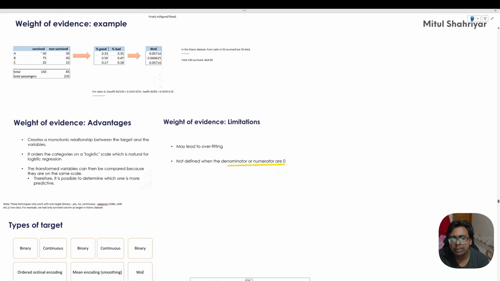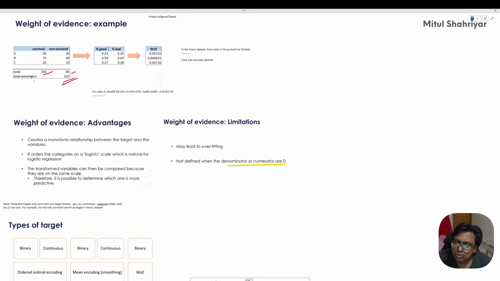Assume that we have a column called survived and a column called non-survived. For A class, we have 50 people survived and 30 non-survived. For B, 75 and 40, and 25 and 15, no problem. As a whole, total survival is 150 and total death is 85. So the total number of people was 235. Among them, 150 did survive.